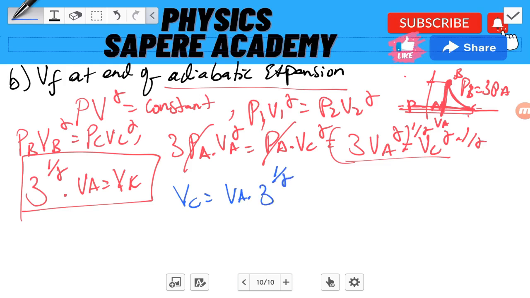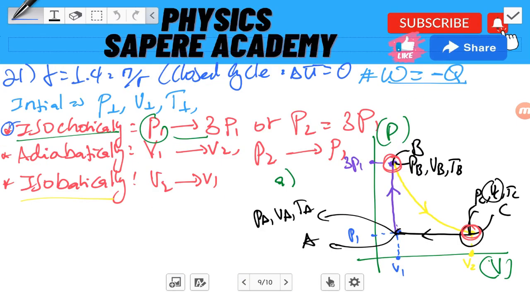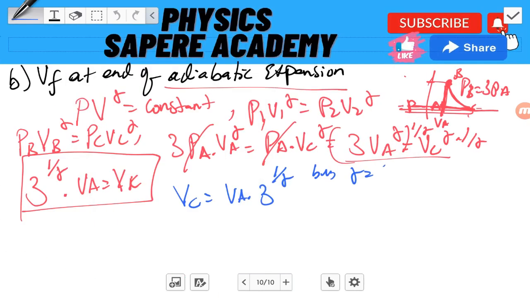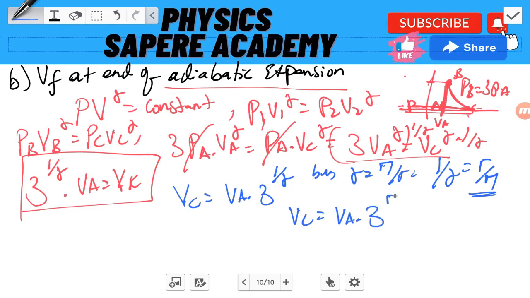But I have seen that gamma is equal to 7 over 5 አይደለ? This is what gamma is. መጀመሪያ ሲጀምር here gamma is 7 over 5 ብያለሁ. So ይሄን እዚህ ጋር ቀጥታ እዚህ ጋር በከተው gamma is 7 over 5 ከሆነ 1 over gamma 5 over 7 ይመጣል አይደለ? So VC is equal to VA times 3 to the 5 over 7 ማለት ነው.